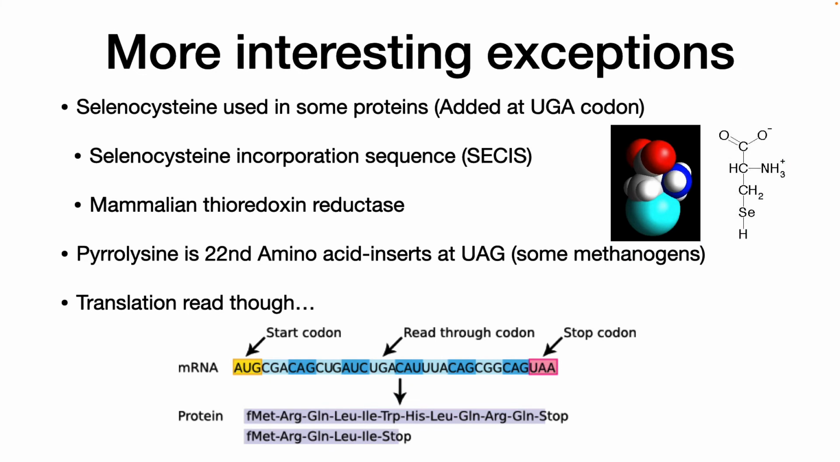Here are some more interesting exceptions: the 21st and 22nd amino acids. The genetic code has signals for 20 amino acids, but some proteins have other amino acids in them, with selenocysteine being one of the more common. This amino acid was assumed to be added to proteins by some post-translational modification of cysteine to selenocysteine, and such modification is typical for other unusual amino acids.